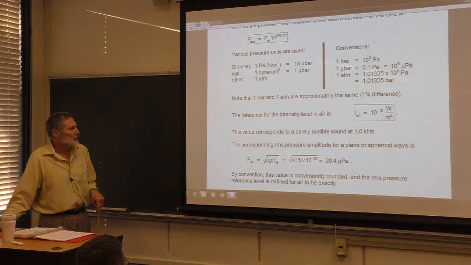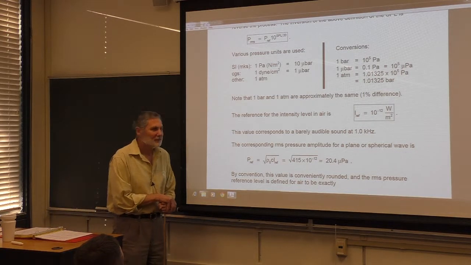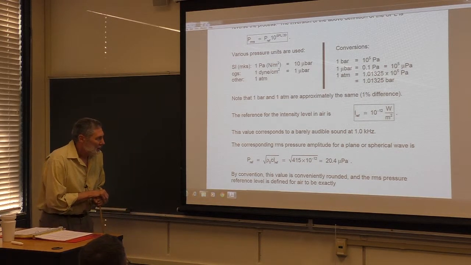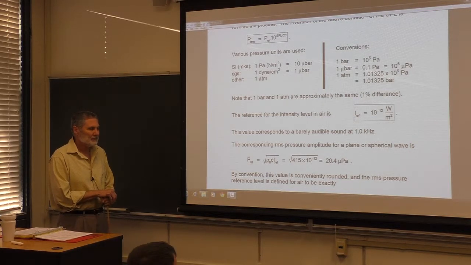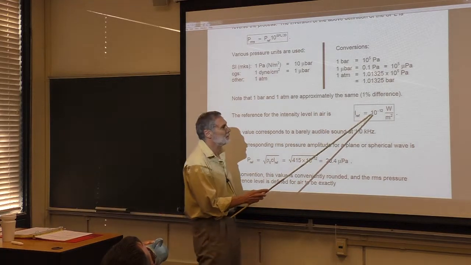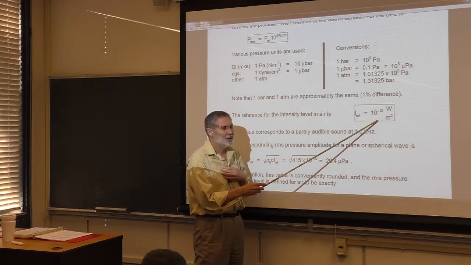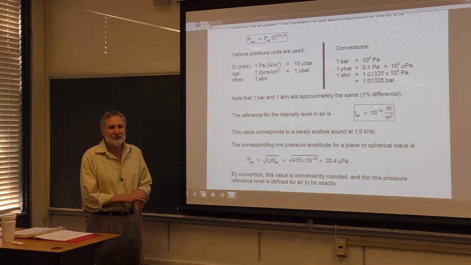Okay, so what about the reference levels here? We can't do anything here without the reference levels. Well, what was chosen and is still used for the intensity, the reference level is chosen to be 10 to the minus 12 watts per square centimeter. And the reason they chose that is that that's about at the threshold of human hearing. It's about the lowest intensity you can hear.